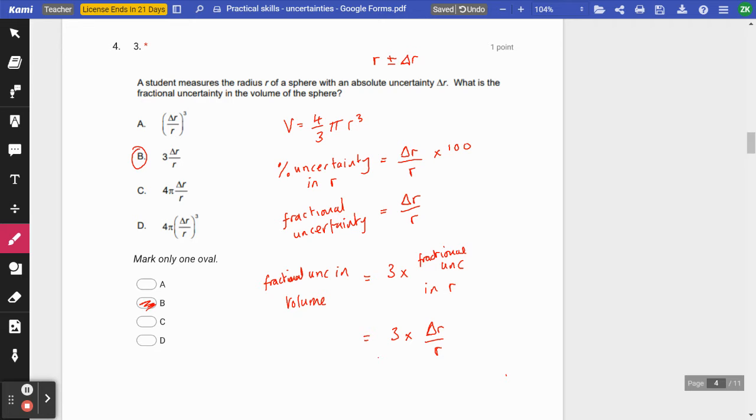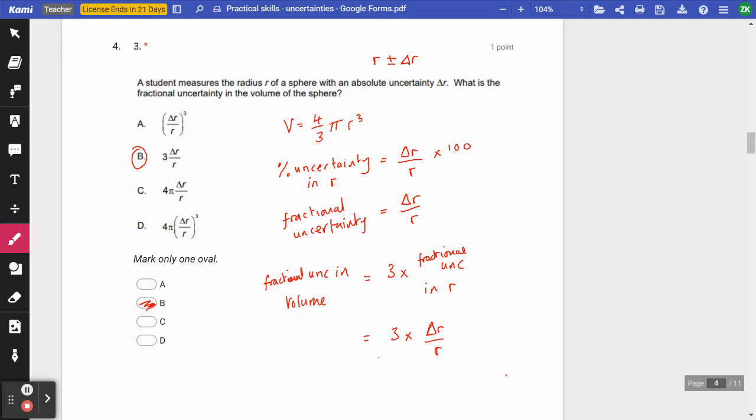So what it says is, what is the fractional uncertainty in the volume? Well, we know it's a sphere, so the volume of a sphere is 4 over 3 pi r cubed. If I was to work out the percentage uncertainty on r, it will be the uncertainty divided by r times by 100. But they are looking at fractional uncertainty, so you don't multiply by 100, you just leave it as delta r over r.